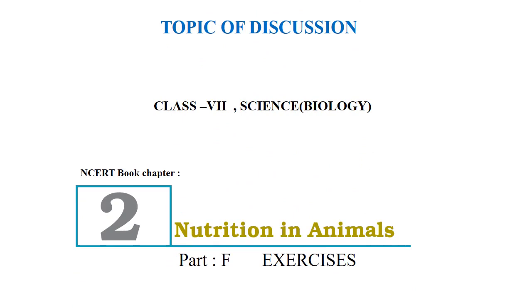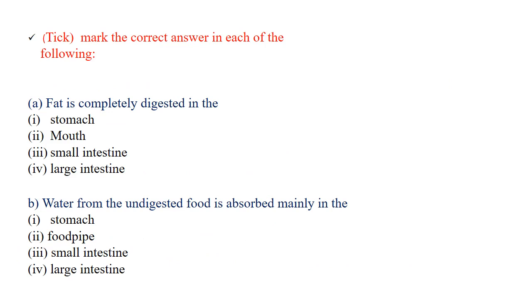Today we are going to discuss the exercise question answers from chapter number 2, Nutrition in Animals. Let's start. Now there are some multiple choice questions. Mark the correct answer in each of the following. Fat is completely digested in the stomach, mouth, small intestine or large intestine. So the answer will be small intestine, number 3. Fat is completely digested in the small intestine.